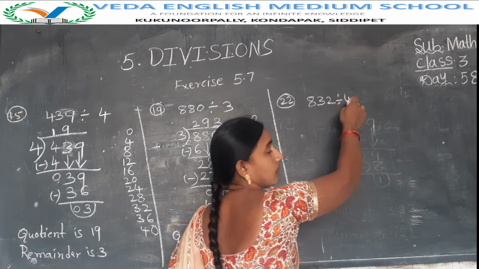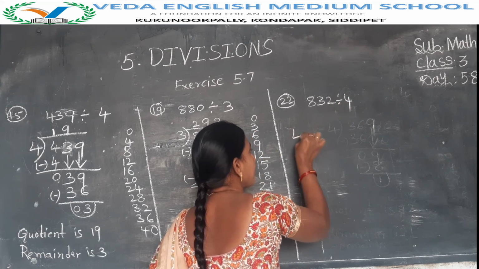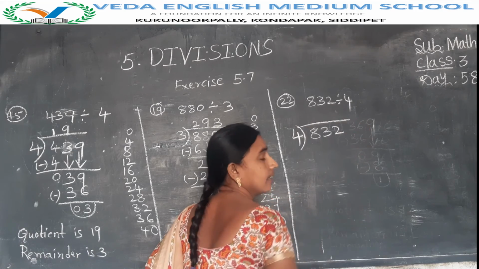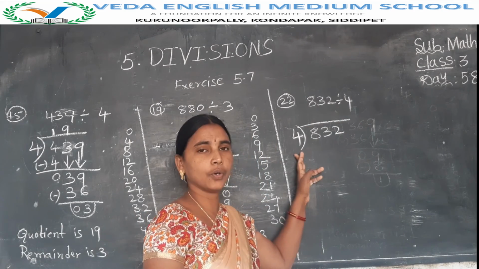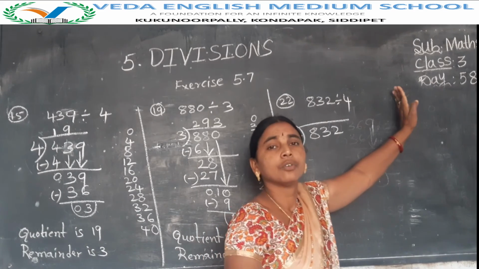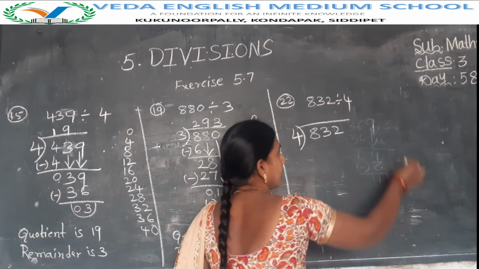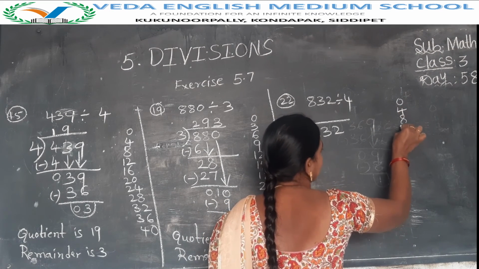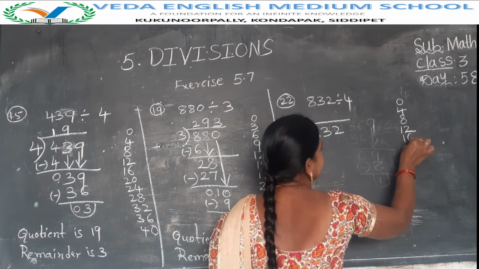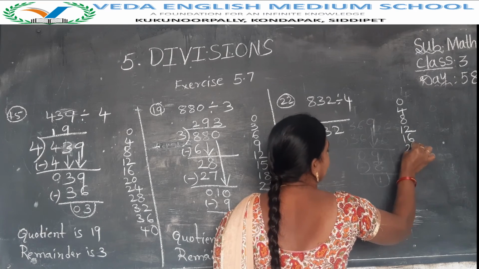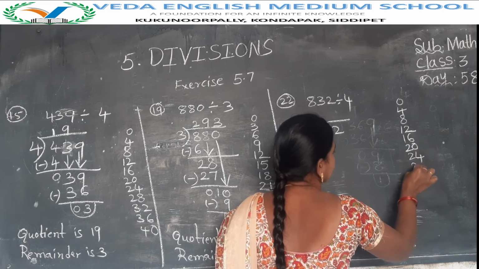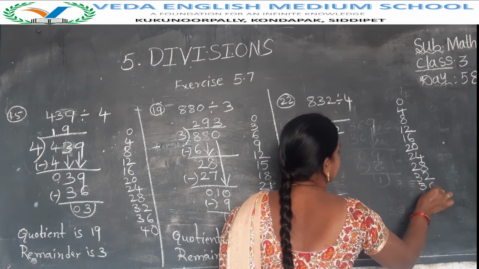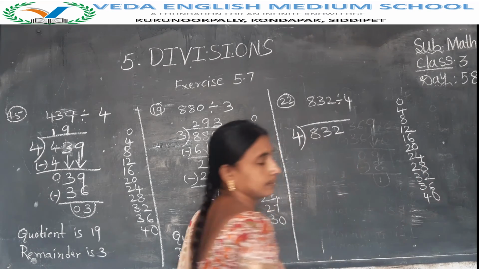832 divided by 4. In this problem 4 is the divisor, 832 is the dividend. Okay, the divisor is 4. So now write this side the 4 table. So Nana see, 4 zeros are 0, 4 ones are 4, 4 twos are 8, 4 threes are 12, 4 fours are 16, 4 fives are 20, 4 sixes are 24, 4 sevens are 28, 4 eights are 32, 4 nines are 36, 4 tens are 40.